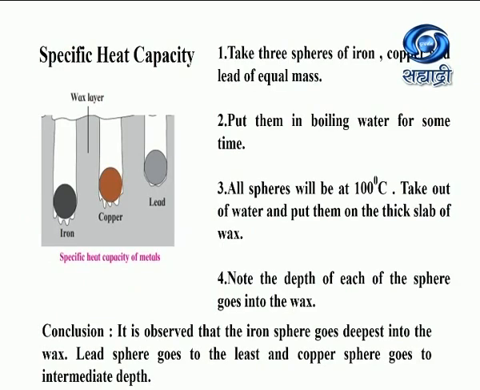How can we find out specific heat capacity of a particular object? For this, we can do one activity. Take a tray of wax, 3 solid spheres of iron, lead and copper, burner or spirit lamp, large beaker, etc. Take 3 spheres of iron, copper and lead of equal mass.